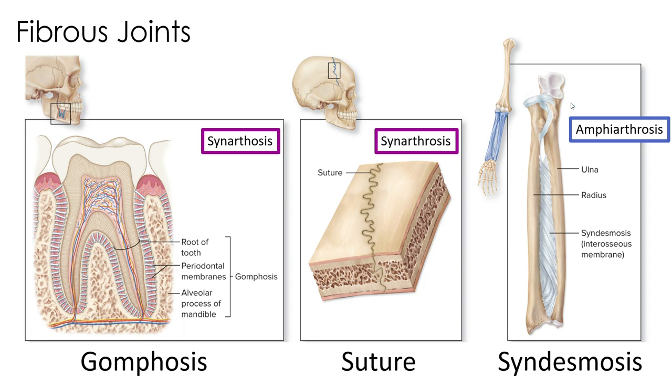A synarthrosis is a joint that essentially has no movement associated with it. You don't want your teeth to move around. You don't want the bones of your skull to move around. Those are both synarthrotic joints. They don't move. A syndesmosis, however, is an example of an amphiarthrosis, and an amphiarthrosis is a joint that has a slight bit of movement. It's not fully mobile, but it does allow for a slight bit of movement. So that's one of our classifications.